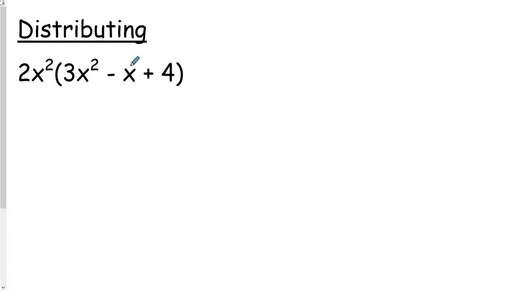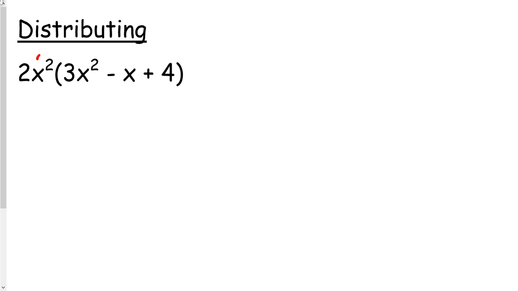So the first tenet of the distributive property is that when we have a set of parentheses and we have two terms that are adjacent to each other, separated by those parentheses, the implication there is that we're doing multiplication. But we're going to be doing multiplication with every term inside the parentheses with the term that's outside of the parentheses. So this 2x squared is going to get multiplied by 3x squared and multiplied by negative x and multiplied by positive 4.